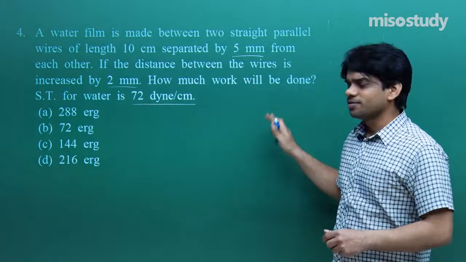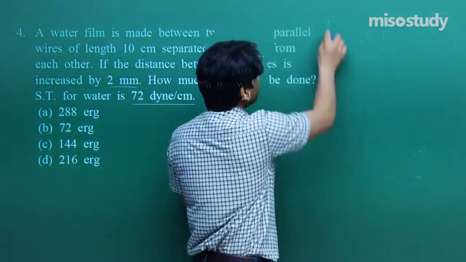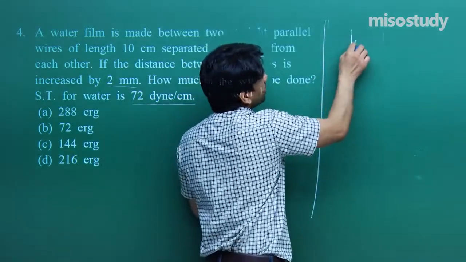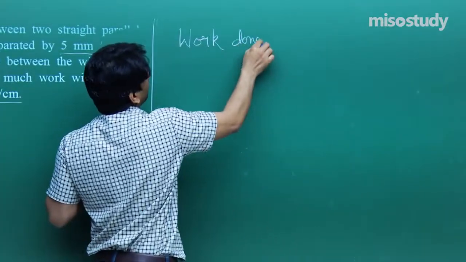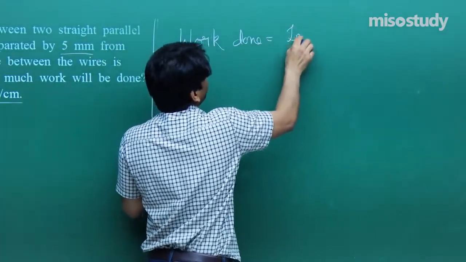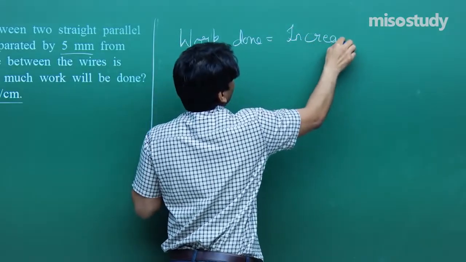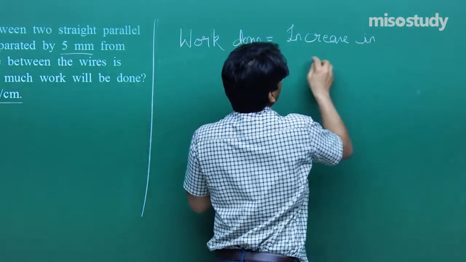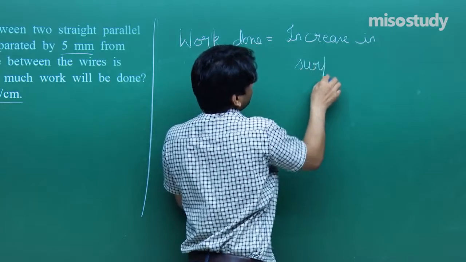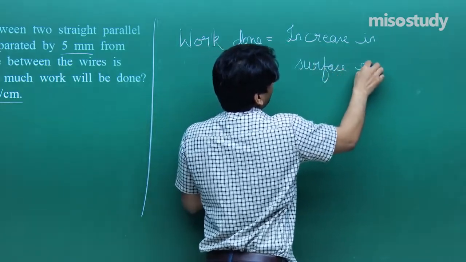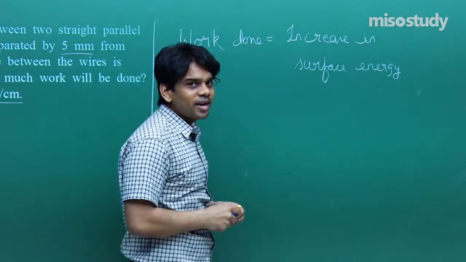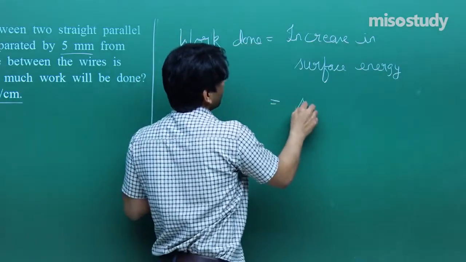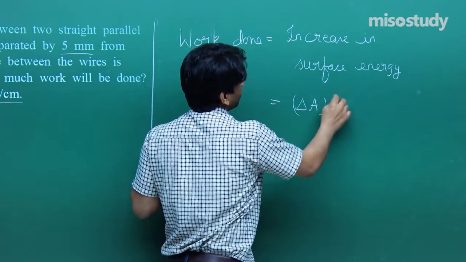Now see here, surface tension, we are talking about surface energy. How much work will be done? Work done will be equal to the increase in surface energy. So the surface energy increase will be equal to the increase in surface area, delta A, multiplied by surface tension T.